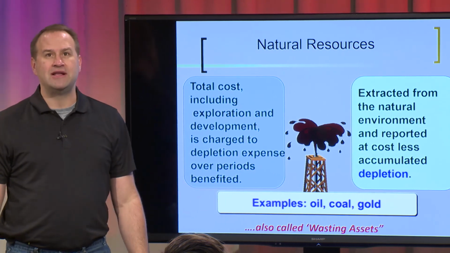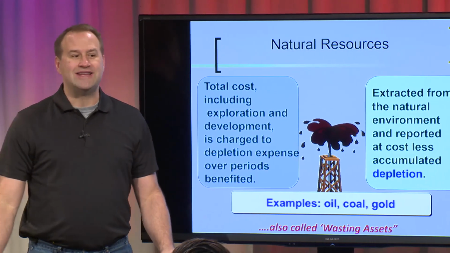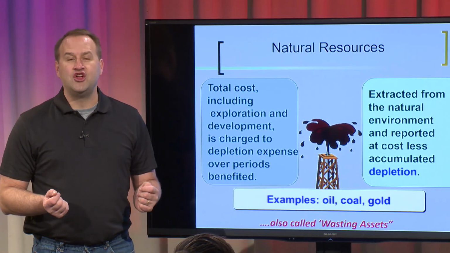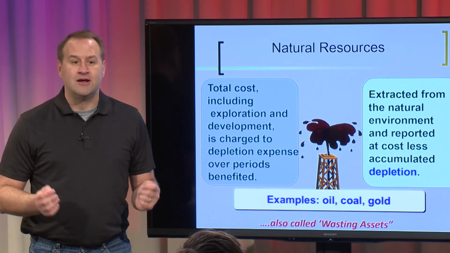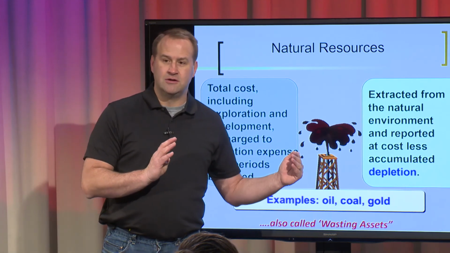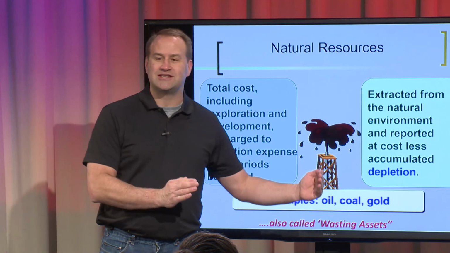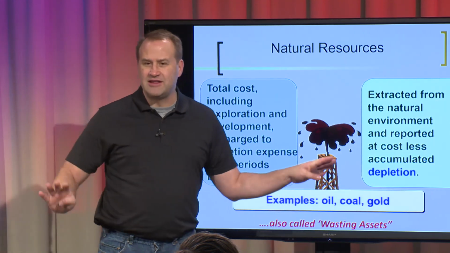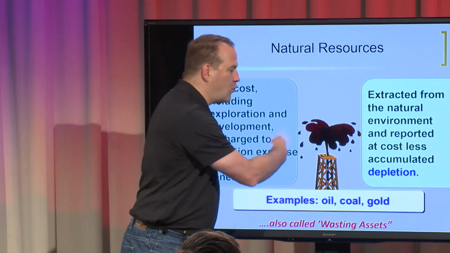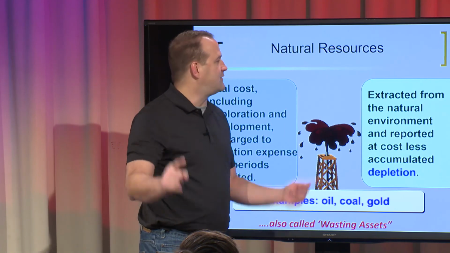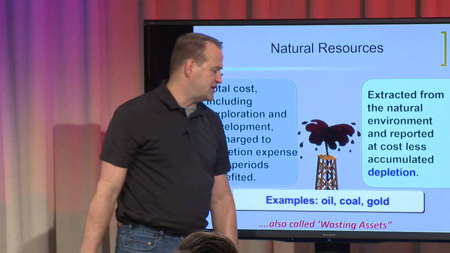So we don't debit depreciation expense, we debit depletion expense. We don't credit accumulated depreciation, we credit accumulated depletion. But those accounts are the same. Accumulated depletion is a contra asset. Everything's the same. It's still our way of spreading out that expense over a reasonable period of time, except for natural resources, we call it depletion.